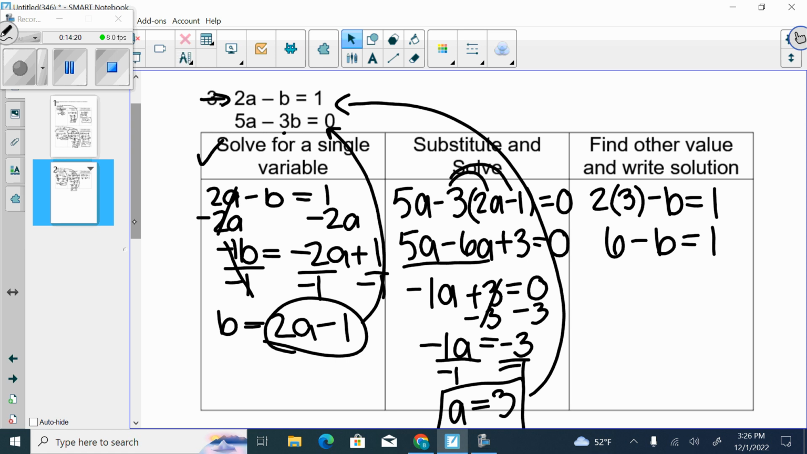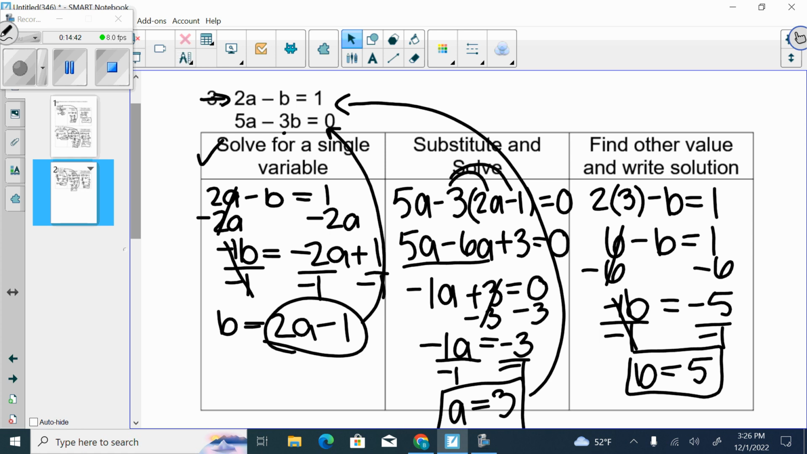Then what? So what is 1 minus 6? Very good. Negative b equals negative 5. Very good. There's a secret 1 in front, so we divide both sides by negative 1. Very good.